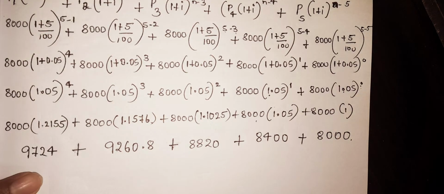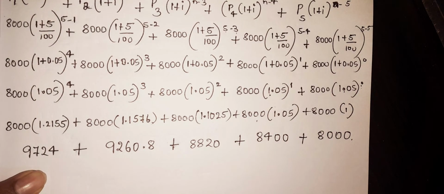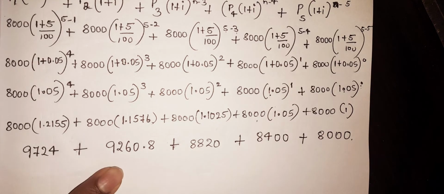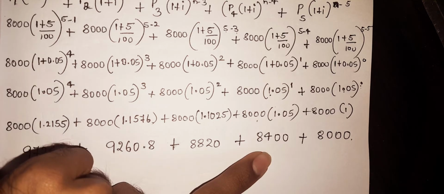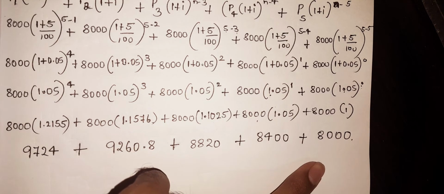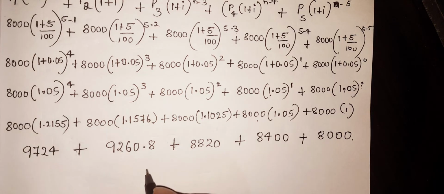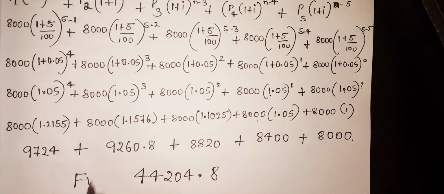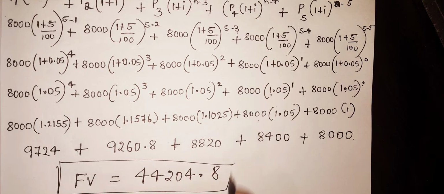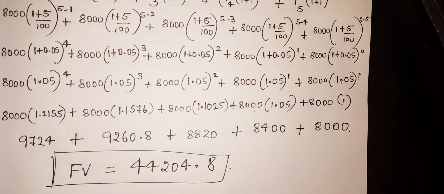Now let us add all of these. 9724 plus 9260.8 plus 8820 plus 8400 plus 8000 will be 44204.8. This is our future value.